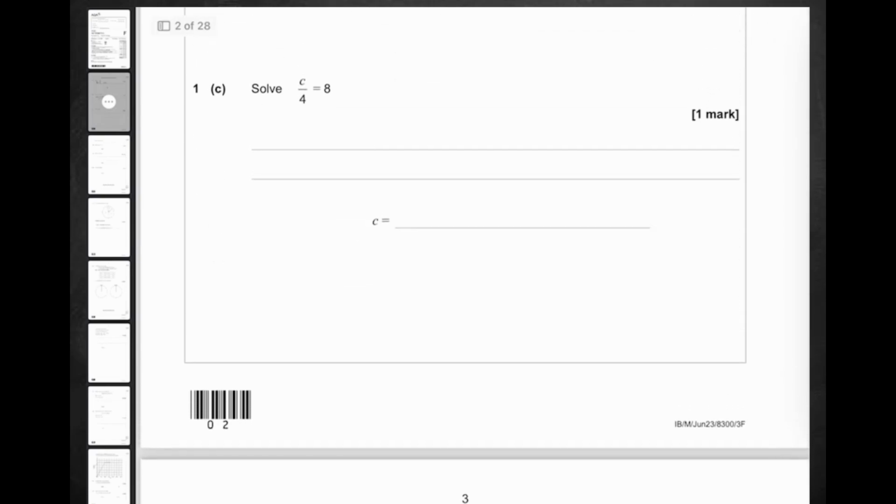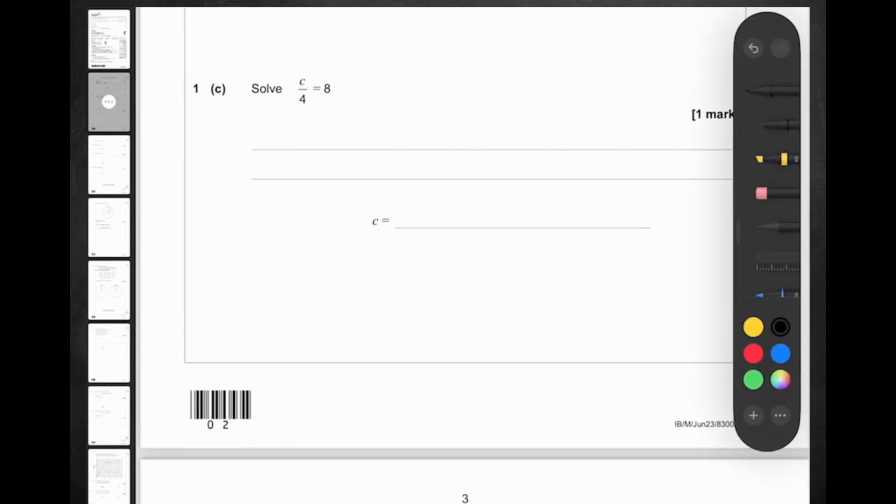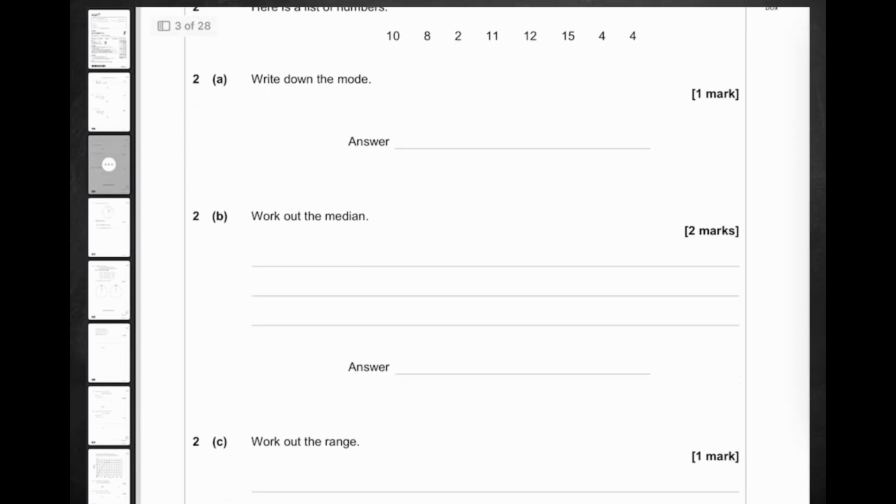Part C. Solve c over 4 equals 8. All we have to do here is times both sides by 4 to get c on its own, and we get c equals 32.